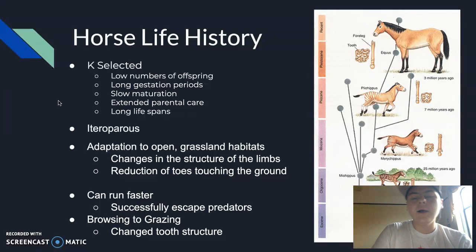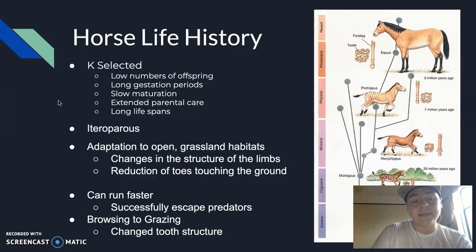So I wanted to talk about one specific life history, and that would be the horse. I kind of think horses are cool. I don't want to consider myself an equestrian, but I like riding horses. Got a chance to do that out west. It's beautiful, and they're just really cool creatures. So I want to learn a little more about them.